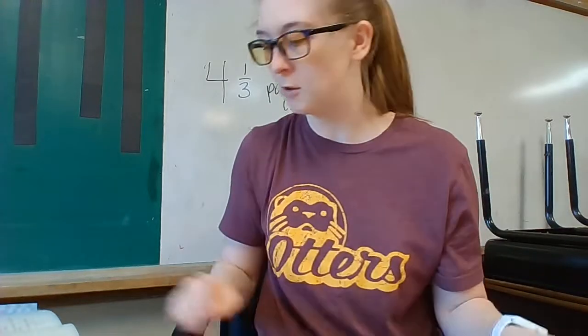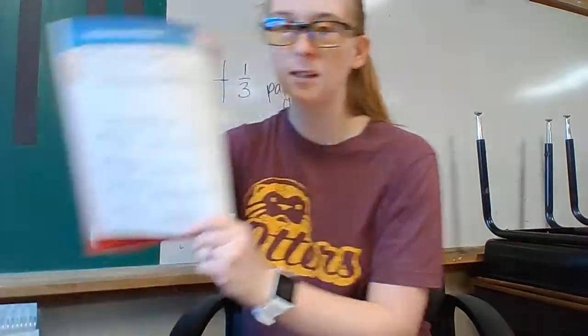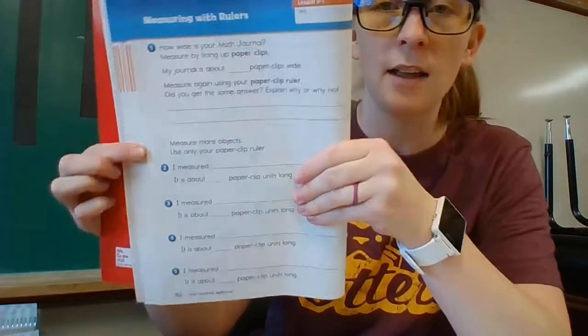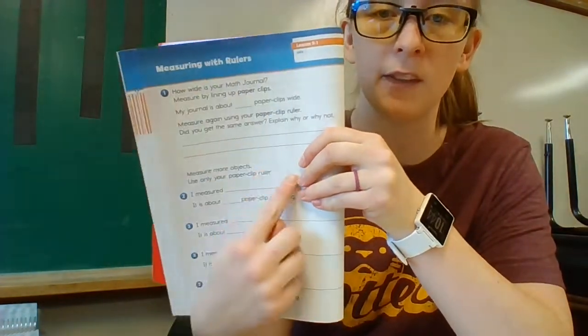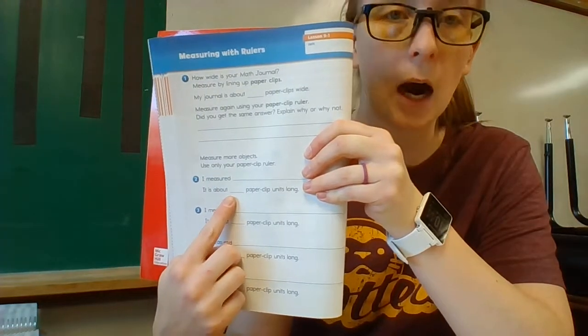So in your math journal on page 186, it has a page that is designed for you to walk around and measure different things and then tell me how many that it was. Now, you're going to do this page and then there's an activity on Seesaw for you to do as well. Okay? Good luck.